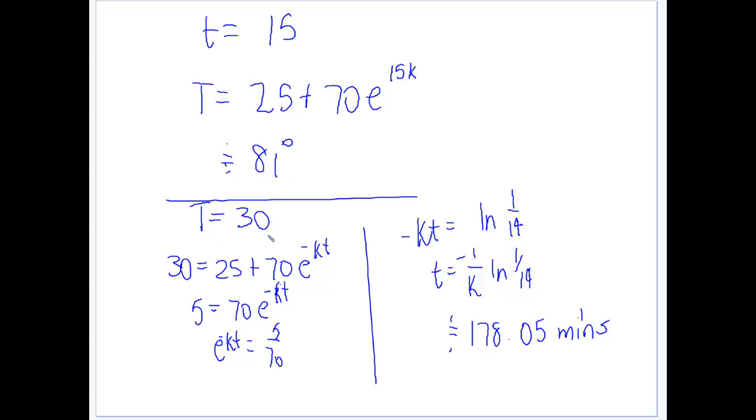And then the last part, when the temperature is equal to 30, then we're going to solve for t. So again, we're going to get a log function. We take it, subtract by 25, divide by 70, get e to the minus kt, and minus kt would equal the natural log of 1 on 14. And we get the minus 1 on k, we had our value of k before, times the natural log of 1 on 14. And it would approach that temperature after approximately 178.05 minutes.